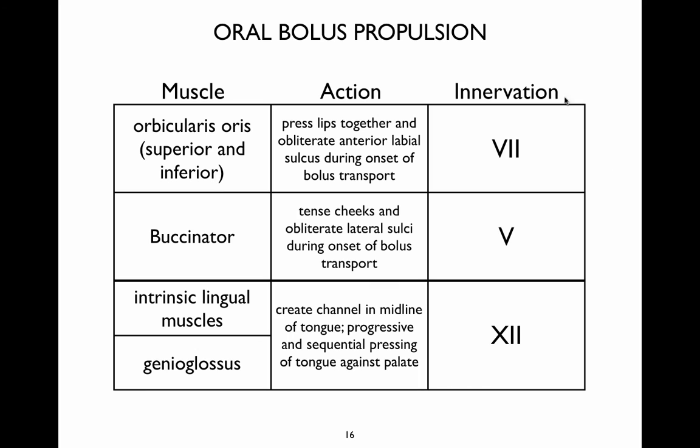So what would I know from this stage? I would know that muscles innervated by 7 and 5 and 12 are important for bolus propulsion at the level of the oral cavity, and certainly thinking about all of the muscles in that region, everything from very anterior muscles to lateral muscles to sort of floor of the chamber muscles.